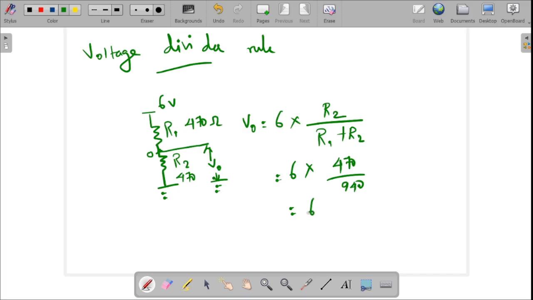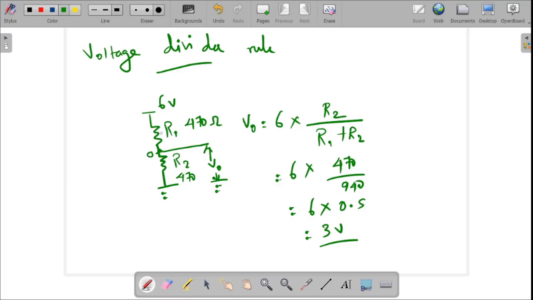So if you calculate it, 6 into 470 divided by 940 will be 0.5. So 6 into 0.5 is 3 volt. So exactly the voltage V0 will be 3 volt. From this you can understand very clearly that whenever you use similar resistors, it is not that you have to use only 470. Even if you use 1K, you will get 3 volt. So this is a shortcut you have to remember.